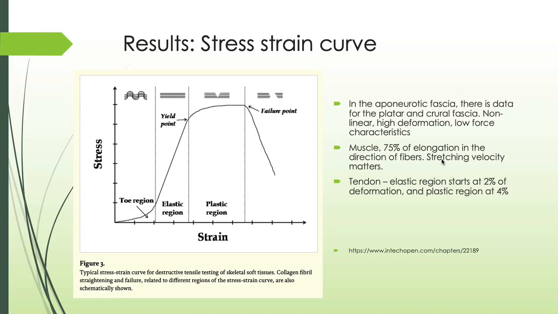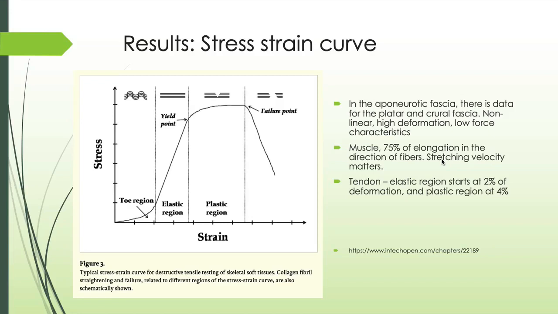So in the toe region of our stress-strain curve, the stress-strain relationship is non-linear, with the slope increasing with increased load as collagen fibrils straighten out. In the elastic region, stress and strain are linearly related, and the slope of the curve is called Young's modulus. In the plastic region, the yield point is reached where tissue starts to undergo permanent deformation, or microfractures within the collagen fibril network.